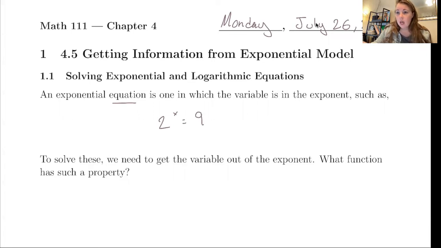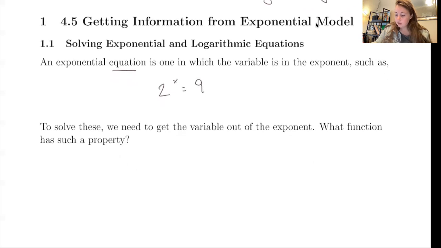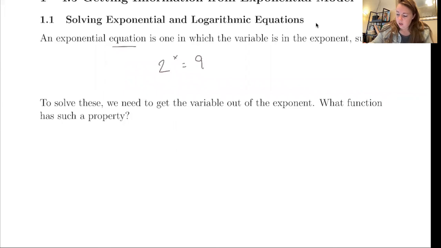Linear equations, we can just add or subtract each side and then divide by a number and we can solve for x. But to solve for these, we need to get this x out of the exponent. I think of x right here as being otherworldly, like he's up in the clouds, doing his own little thing, but I need to bring him back to earth because I need to talk to him and figure out what he equals, okay? So we got to bring x back down. So we need to get the variable out of this exponent. So what function has such a property?